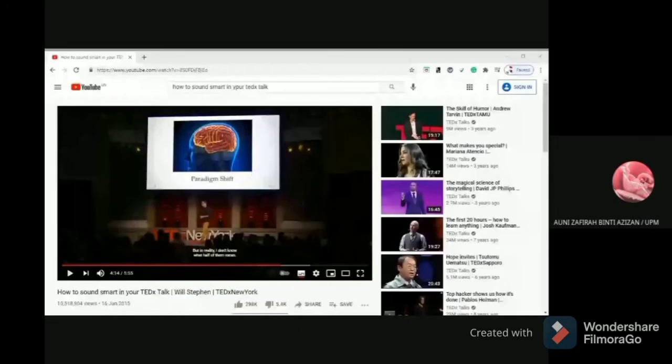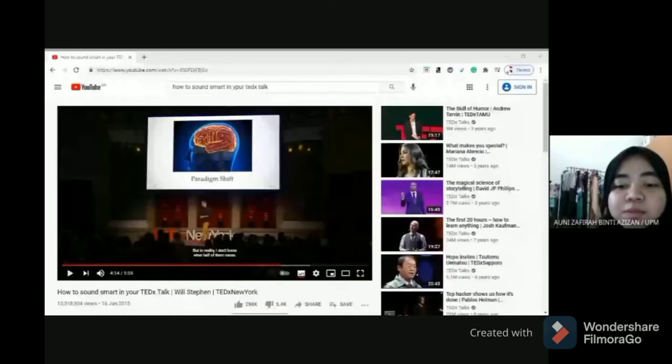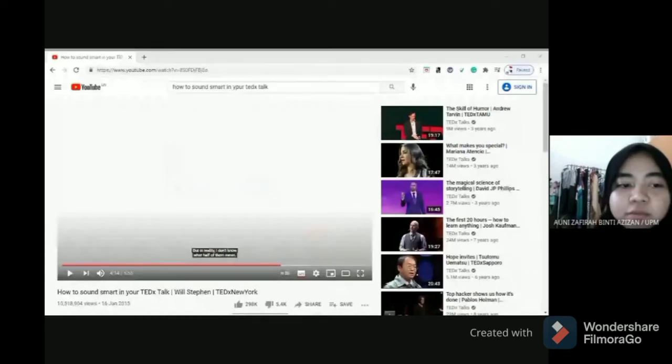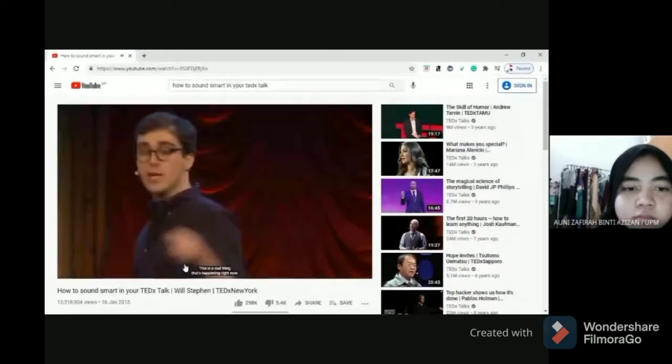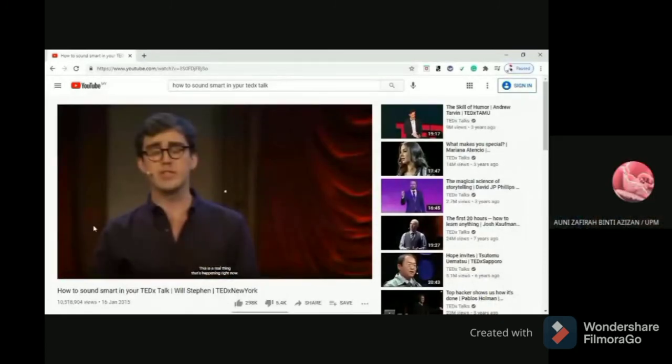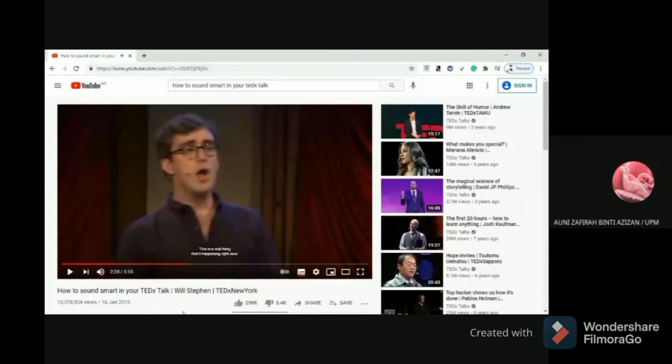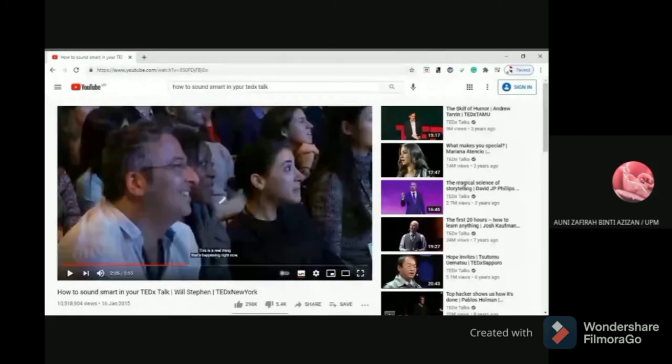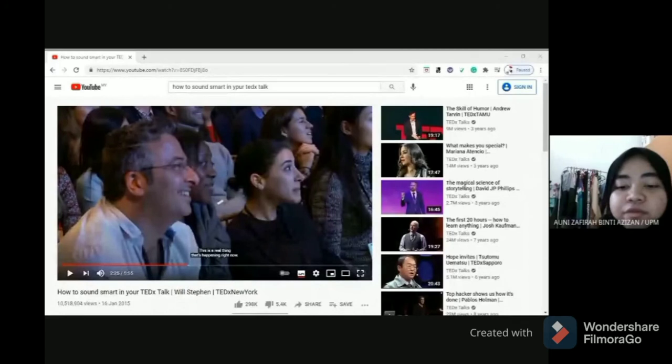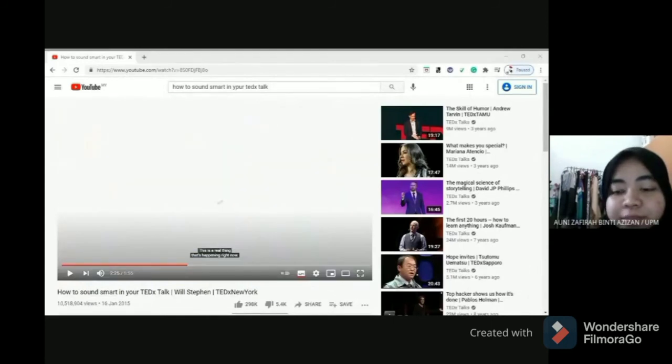And the last body gesture, the time reference is 40 seconds until 1 minute 12 seconds and 2 minutes 20 seconds until 2 minutes 25 seconds. From the scene, the speaker used a lot of hand gestures while giving a talk. The intention is to make him more confident when talking, plus it can attract the audience's attention to focus on him. So that's all for me. I will pass to the next presenter.